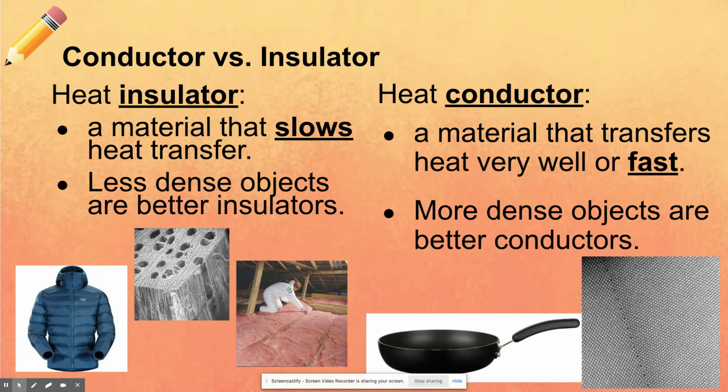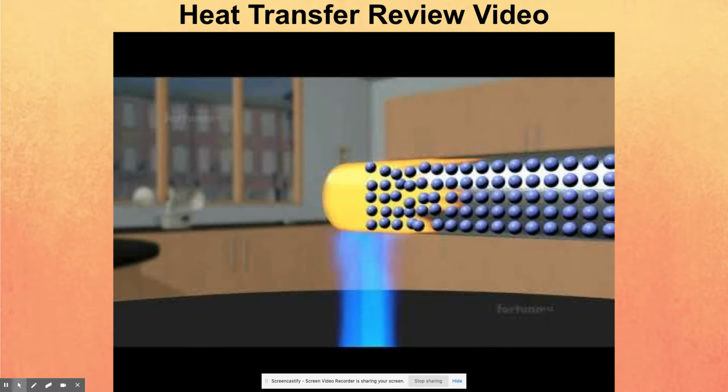Okay, so conductors transfer heat very well or very fast, and typically more dense objects are better conductors. And insulators are not going to transfer that heat, so they keep the heat in. All right, now we're going to watch this video together.